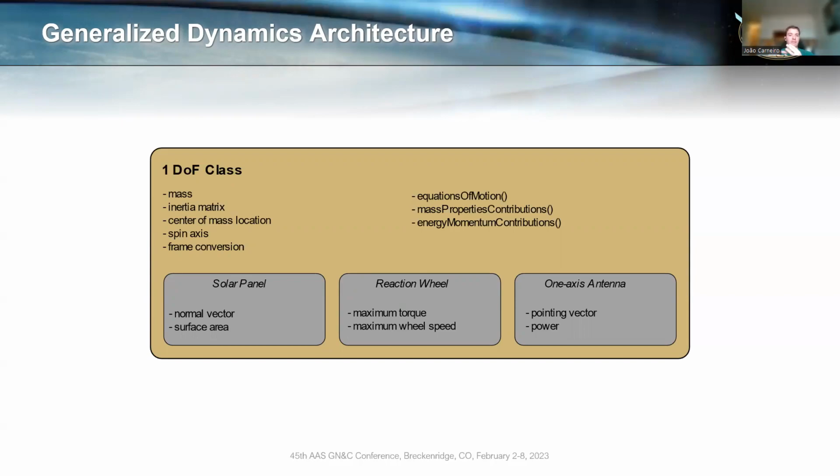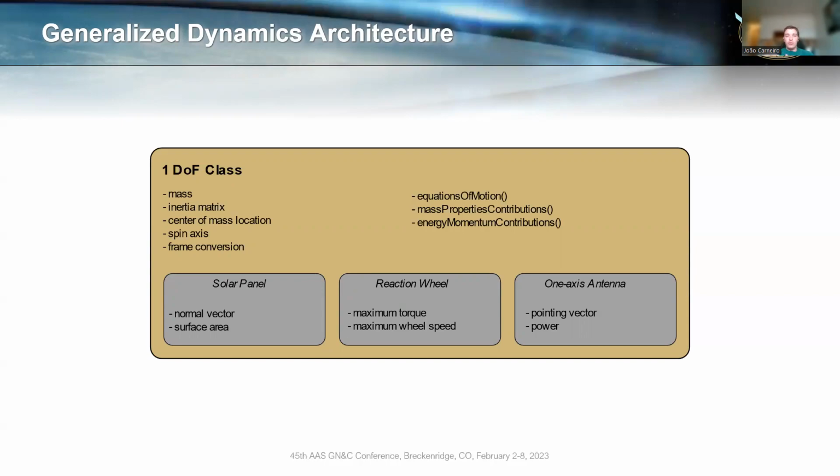We need a mass, we need inertia, we need the center of mass location, we need a spin axis, and we need some sort of frame conversion between the component frame and the body frame, right? So these are shared properties. We also know that these components have the same general equations of motion.